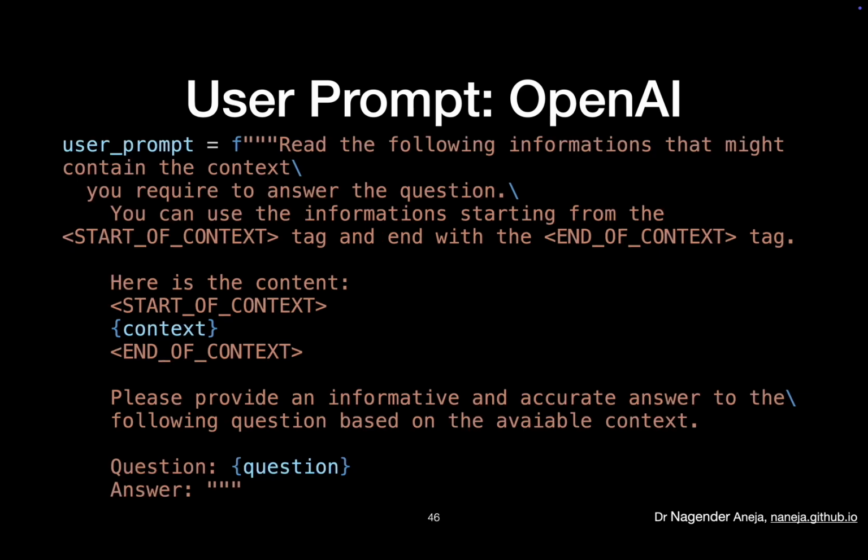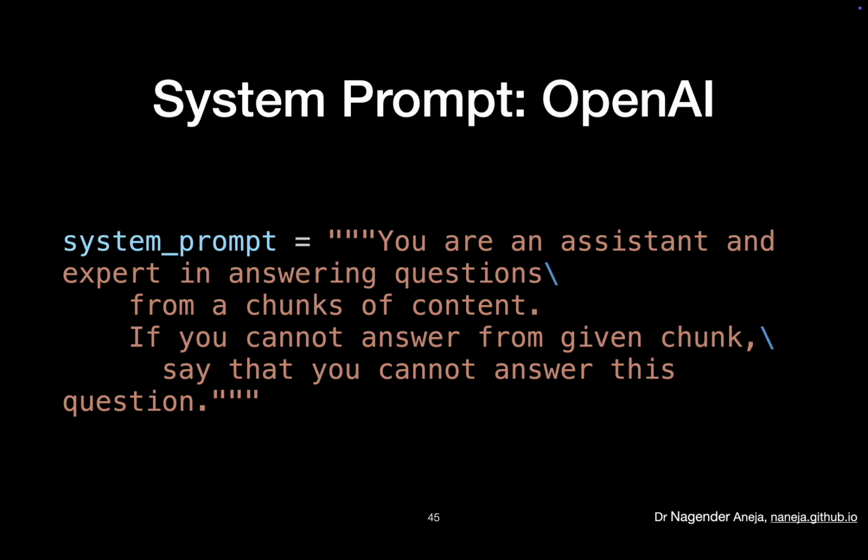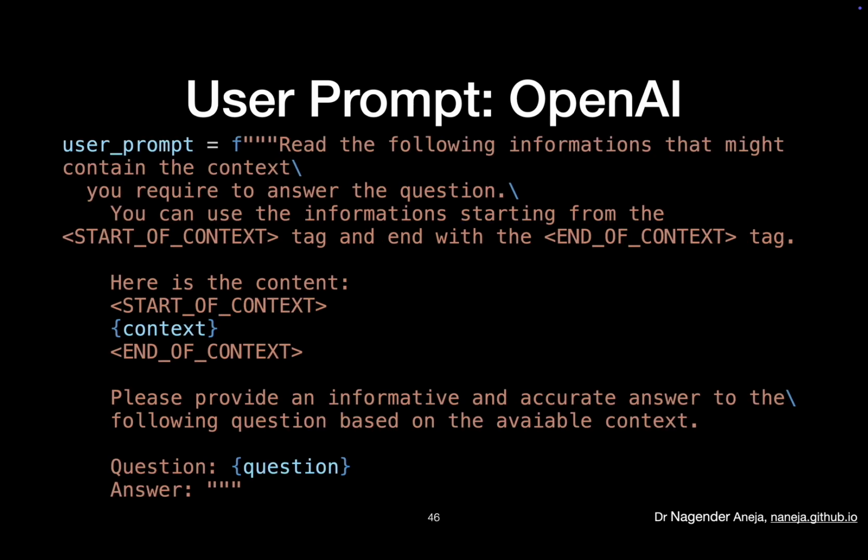Okay, now this is the user prompt. In this user prompt, the system prompt gives a broad instruction, and in the user prompt we will give the question as well as the answer. So it's the context plus the information. It says read the following information that might contain the context. So context may be there, context may not be there, and you are required to answer the question.